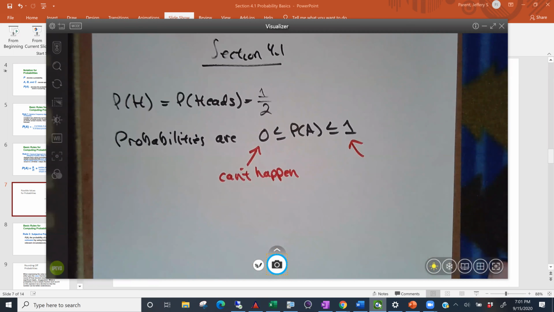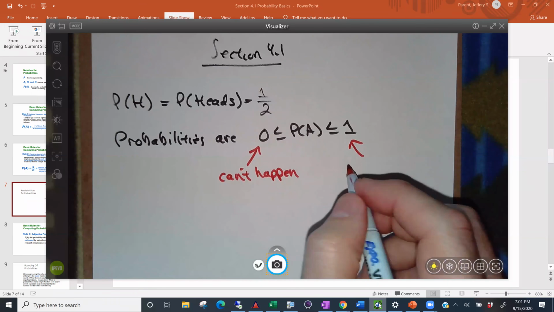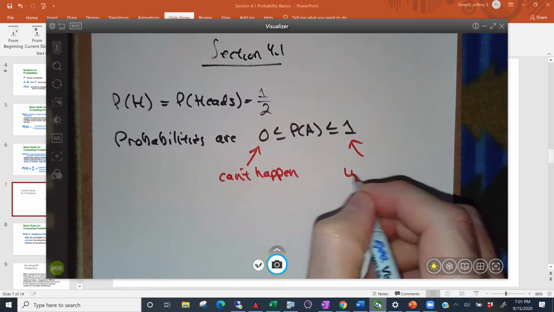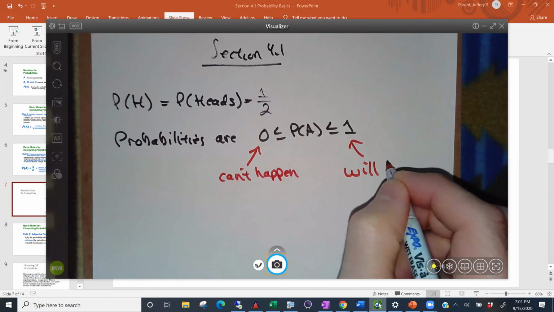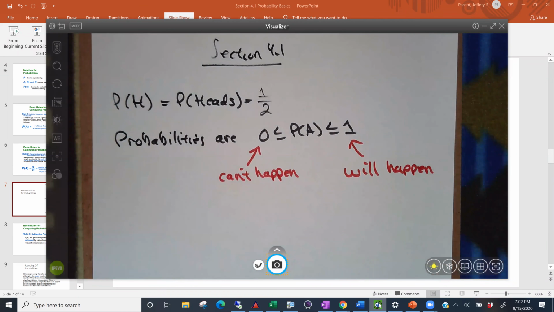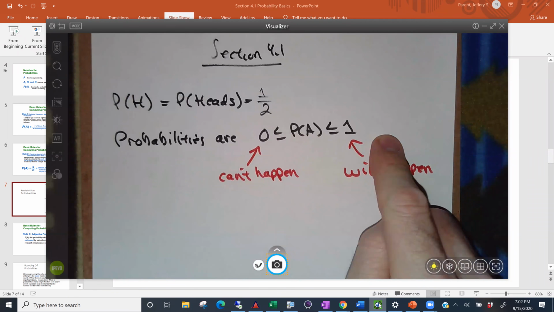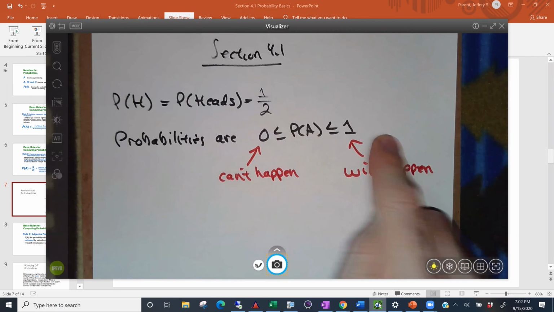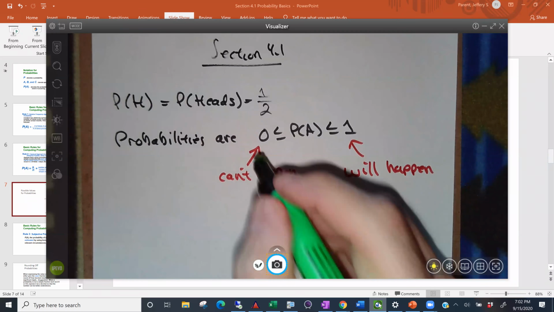So what's the probability of 1? That it'll happen 100%. Yeah, it will happen. There's a 100% chance that it will happen. Now, probabilities are stuck in this range. So please don't give me, say, 110% or a negative number or anything outside of the range of 0 to 1.